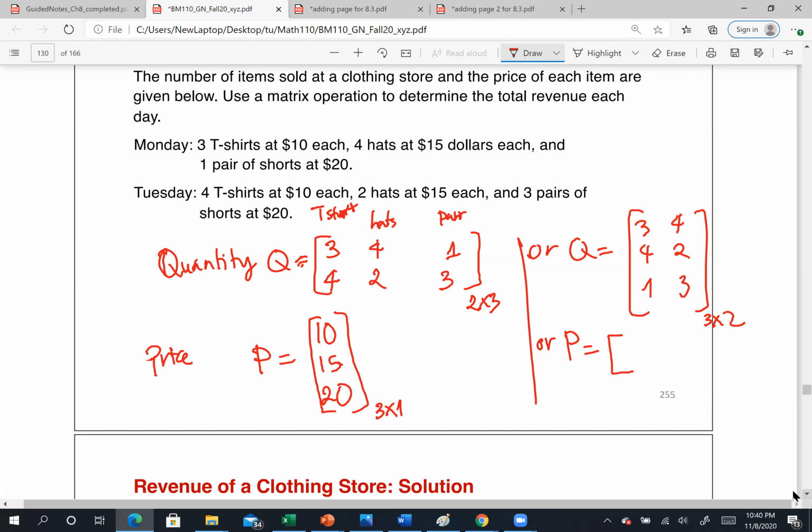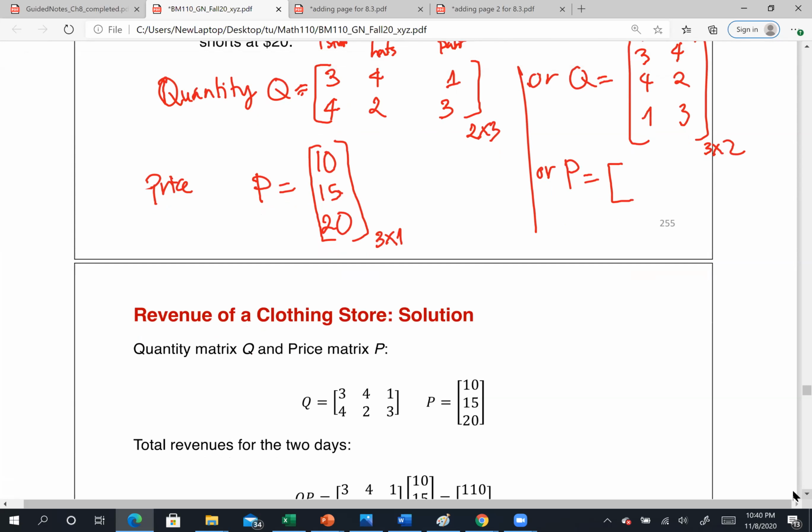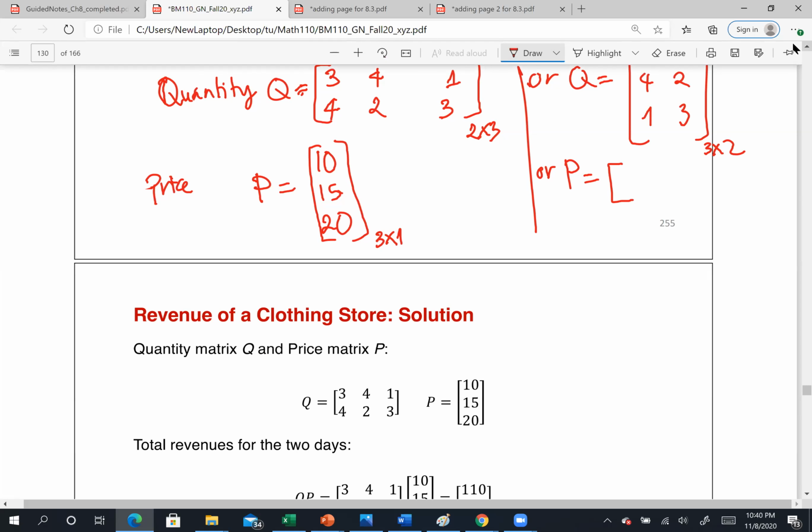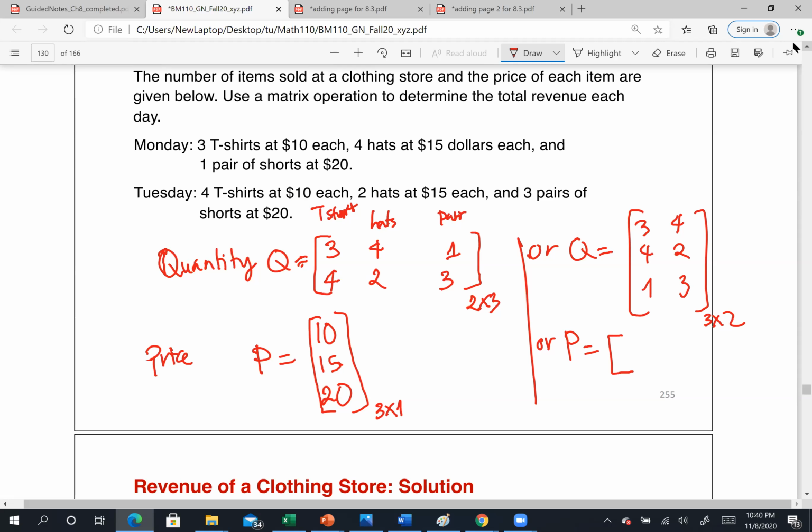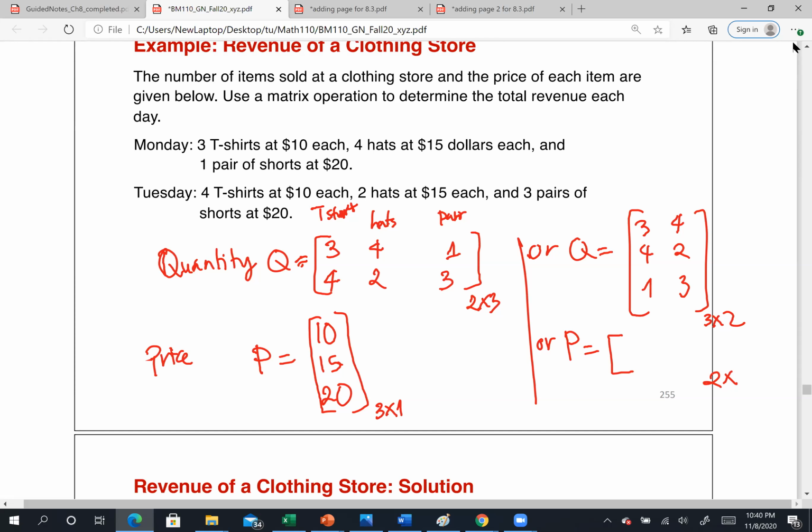Let me see down here. Okay, so if you want to use Q as 3 by 2, then P should be in the 2 by 3, but then that should not be a consistent way. So let's just skip this way, because you see that we are having only one price.